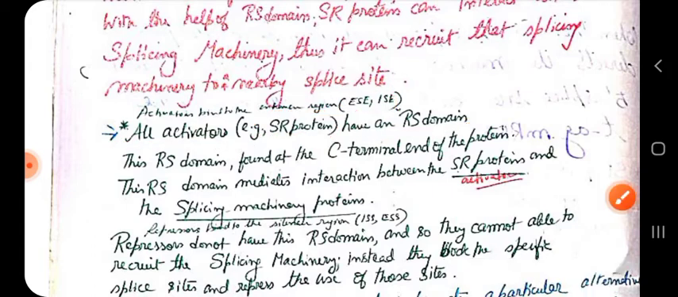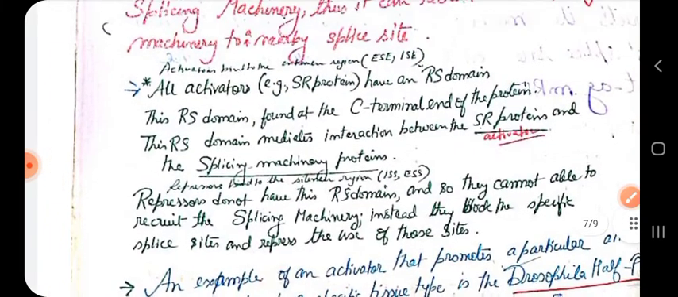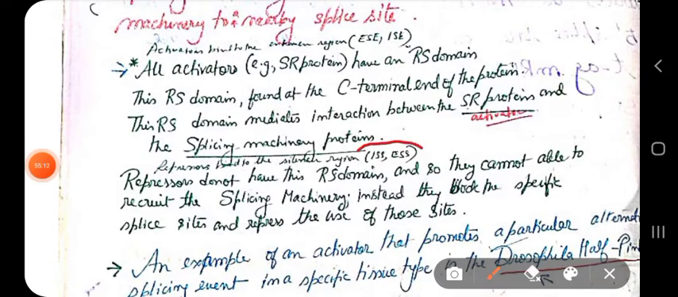There are also some repressor proteins as well. Sorry, not repressor proteins, ISS and ESS are the silencer sites: intronic splicing silencer, exonic splicing silencer. Now within this silencer region, the repressor protein will bind and will repress the spliceosome complex from interacting and binding at those sites.